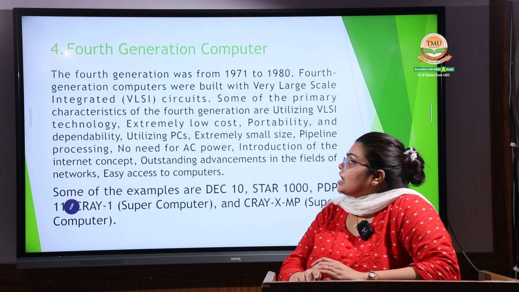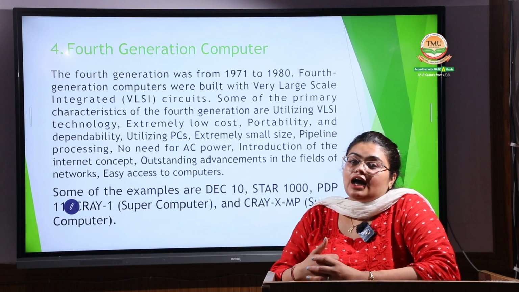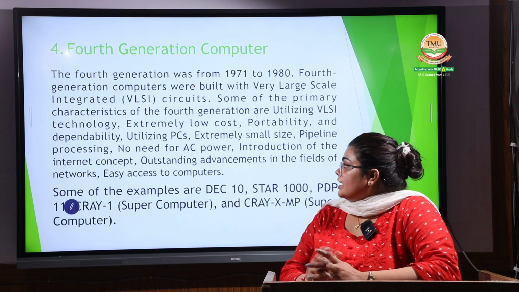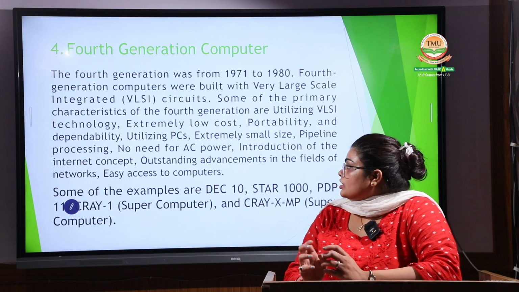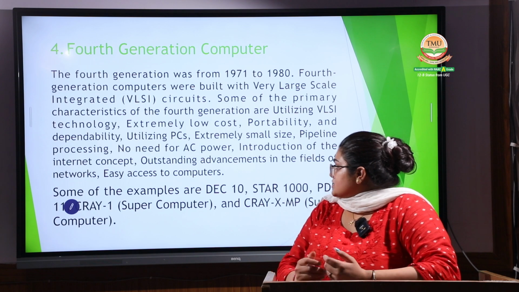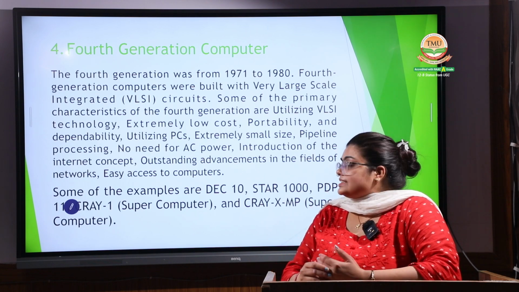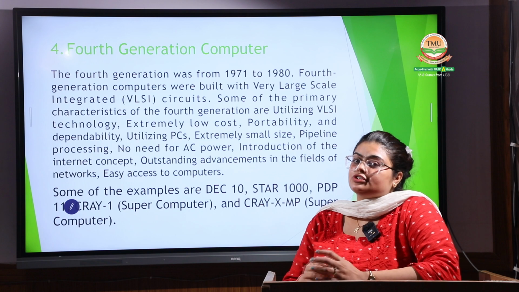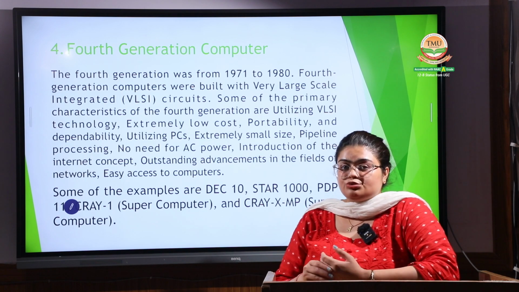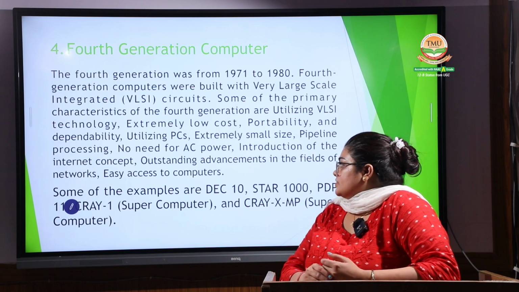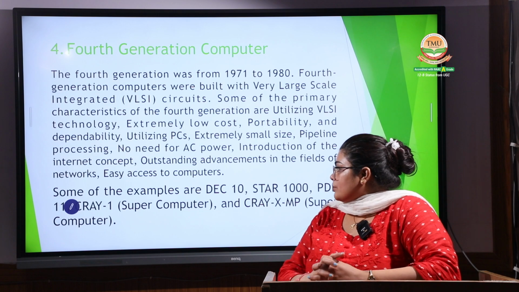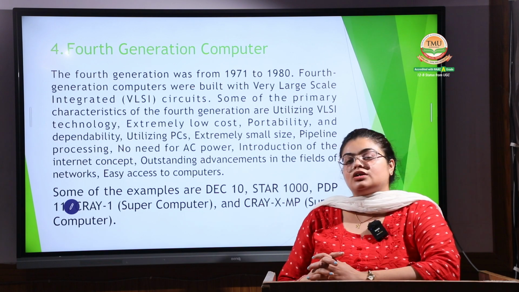Now, fourth generation computers use very large-scale integrated circuits. They are extremely small in size. They don't need AC power. The introduction of the internet concept is also in the fourth generation. There was outstanding advancement in the field of networks and easy access to computers. That's why the fourth generation, in comparison to the first, second, and third, is more reliable to use. Some of the examples of these computers are ICL 10, Star 100, Cray 1 supercomputers, Cray X-MP supercomputers.